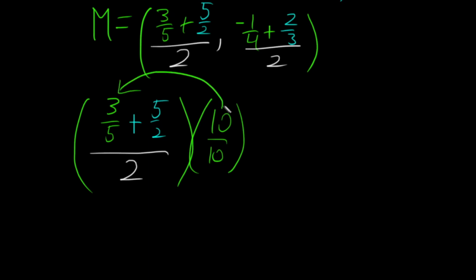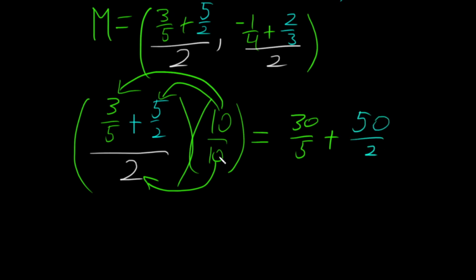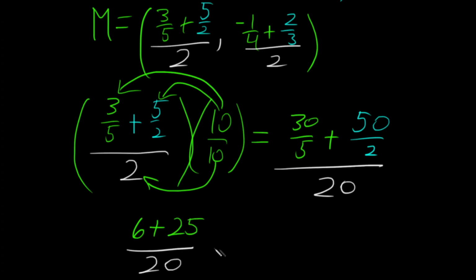We need to distribute into both parts, as well as the 2 in the denominator. So now this equals 3 times 10 is 30. So we have 30/5 plus 10 times 5 is 50. So we have 50/2. And now instead of dividing by 2, we'll be dividing by 20. We can simplify. 30 divided by 5 is just 6. We have plus 50/2 is 25, over 20. And that equals 31/20. Since we cannot simplify this any further, this is now the x point of our midpoint.